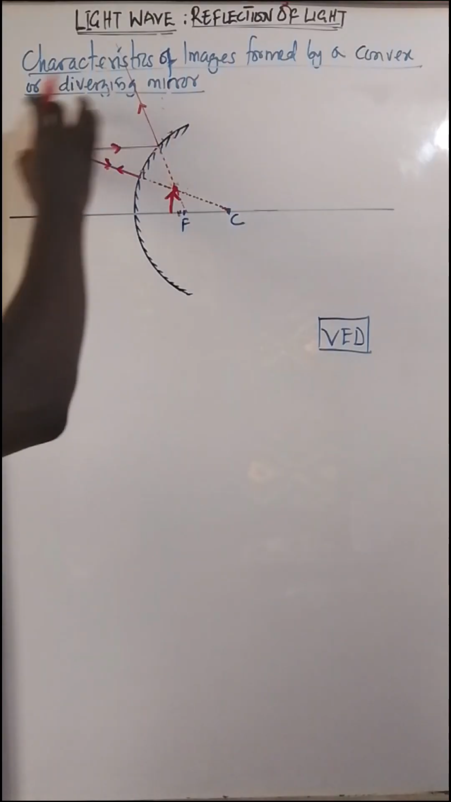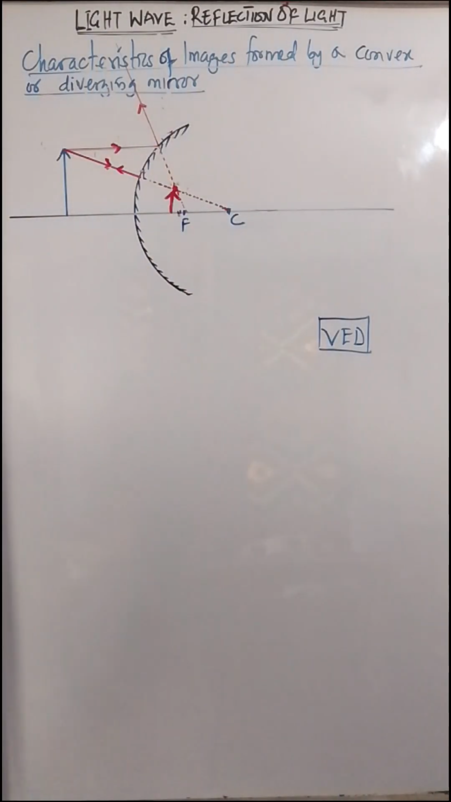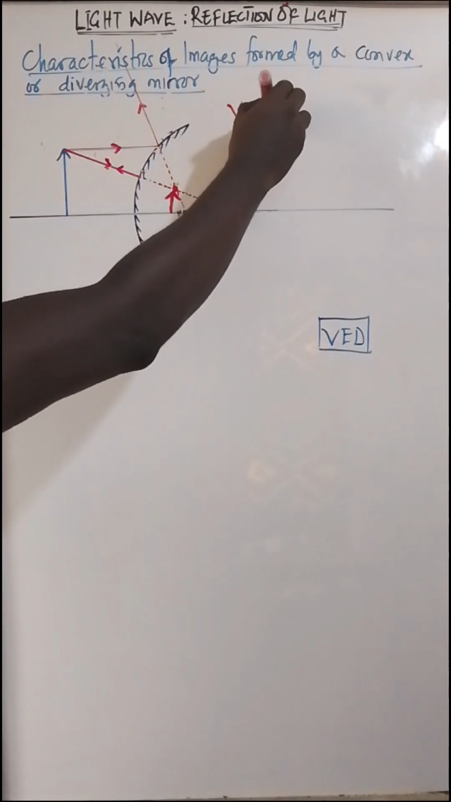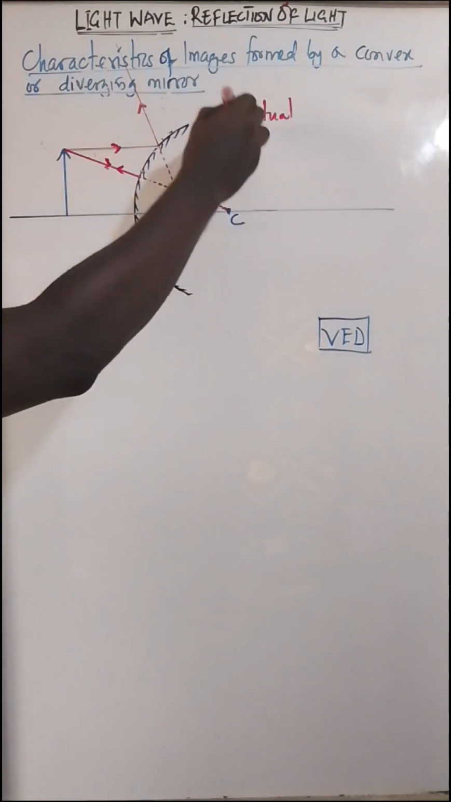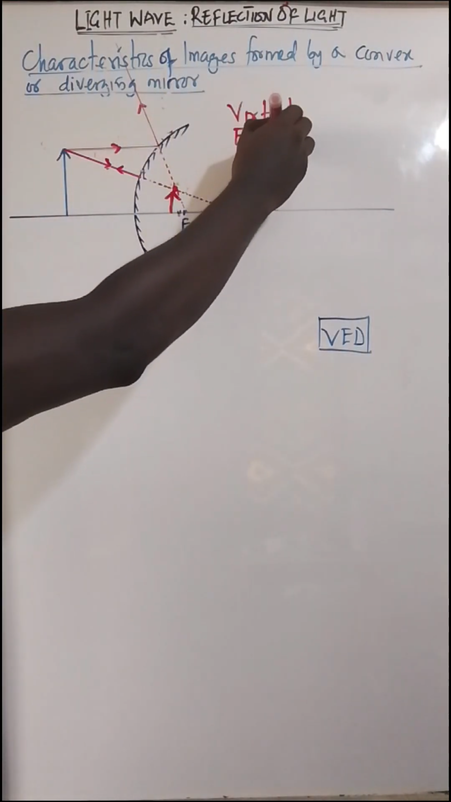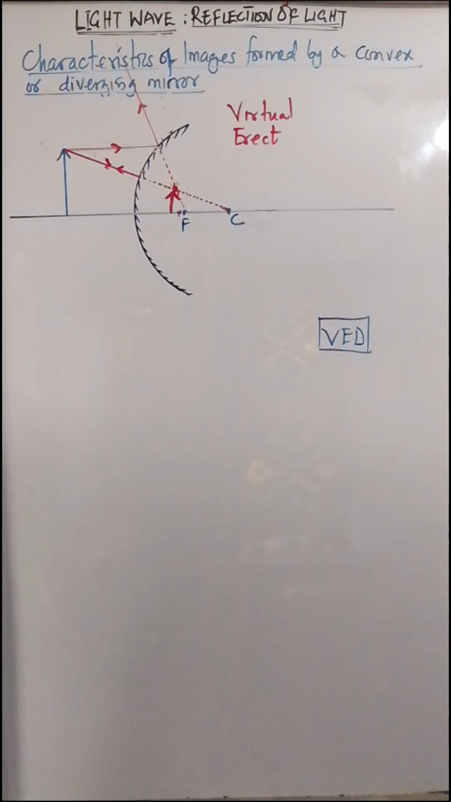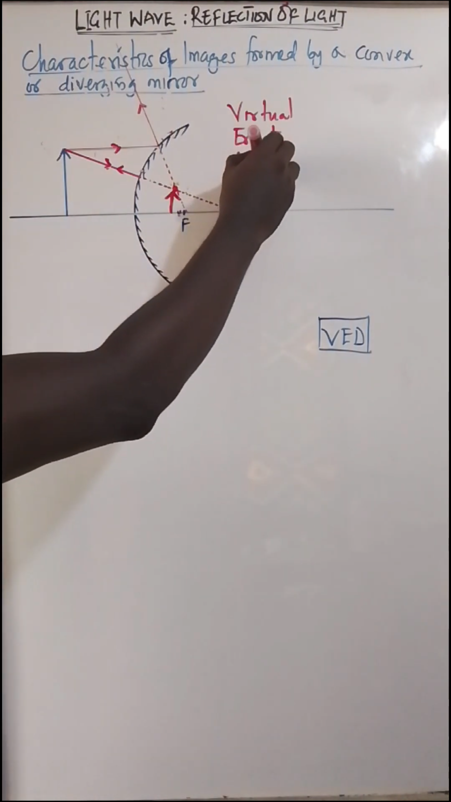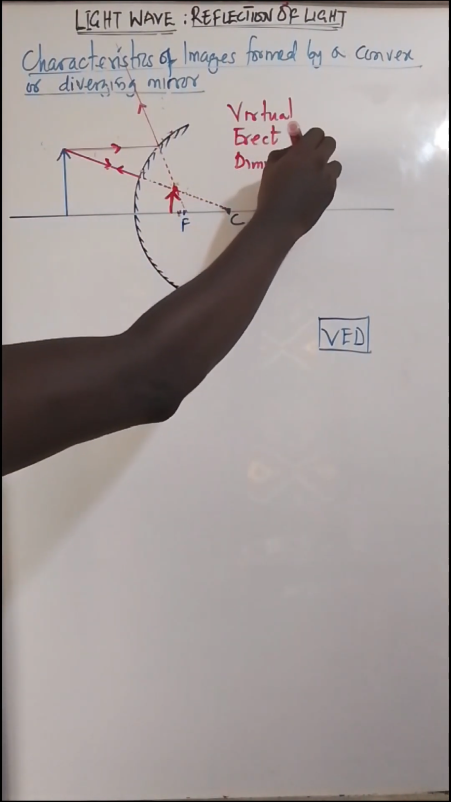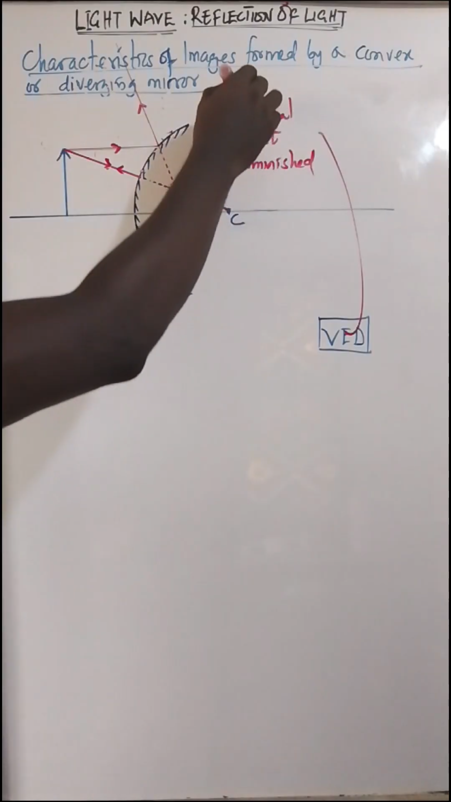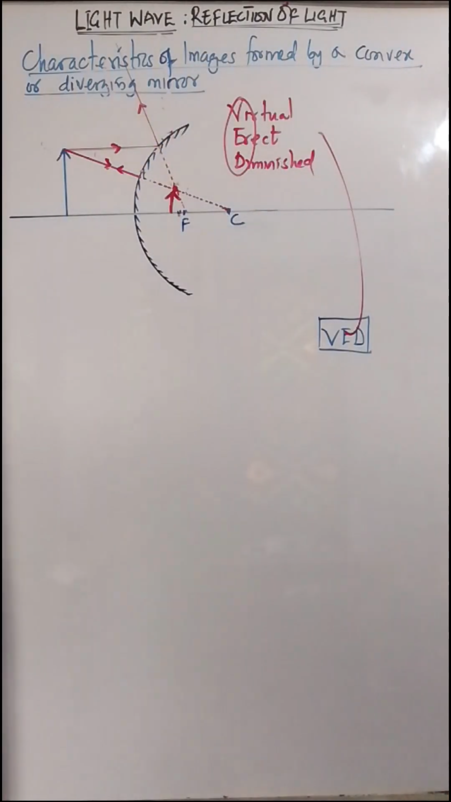So this is the front, this is the back. Because the image is formed at the back, we say it is virtual. It is standing upright, so it is erect. Now we have a draft here, so it gets smaller, diminished. So that's what? VED. So no matter where the object is placed, the image is always what? VED.